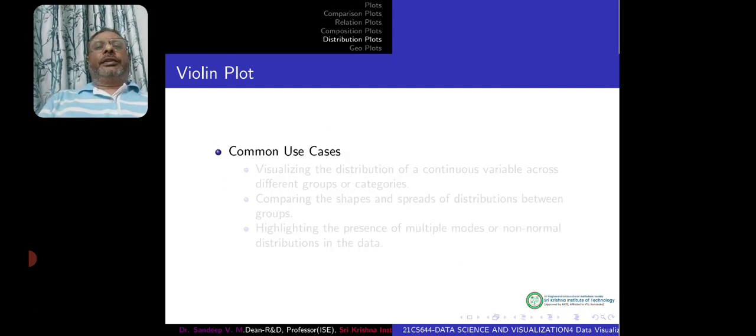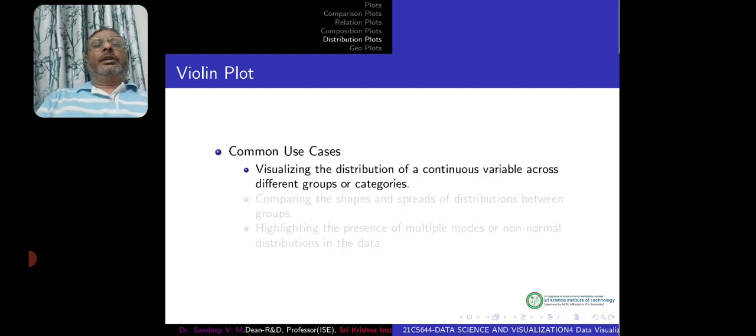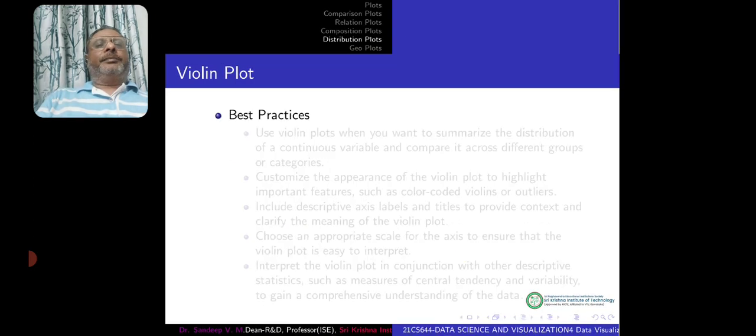The common use cases for violin chart is to visualize the distribution of a continuous variable across different groups or categories, comparing the shapes and spreads of distribution between the groups, and used for highlighting the presence of multiple modes or non-normal distributions in the data.